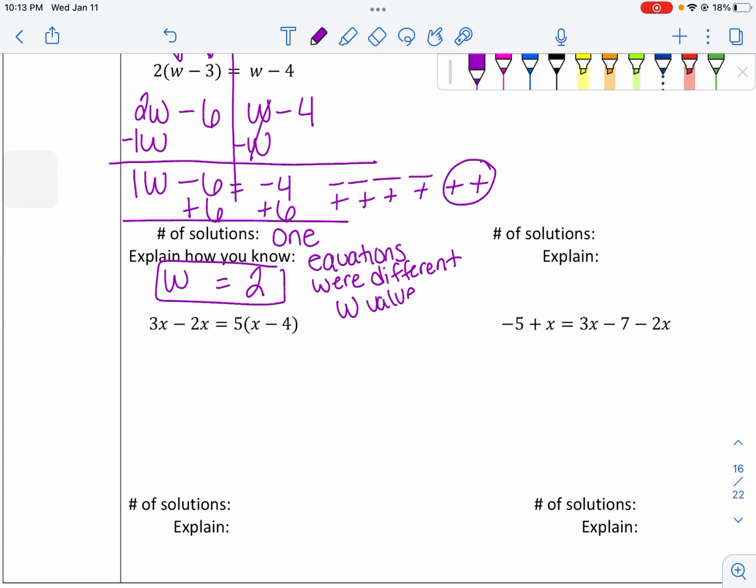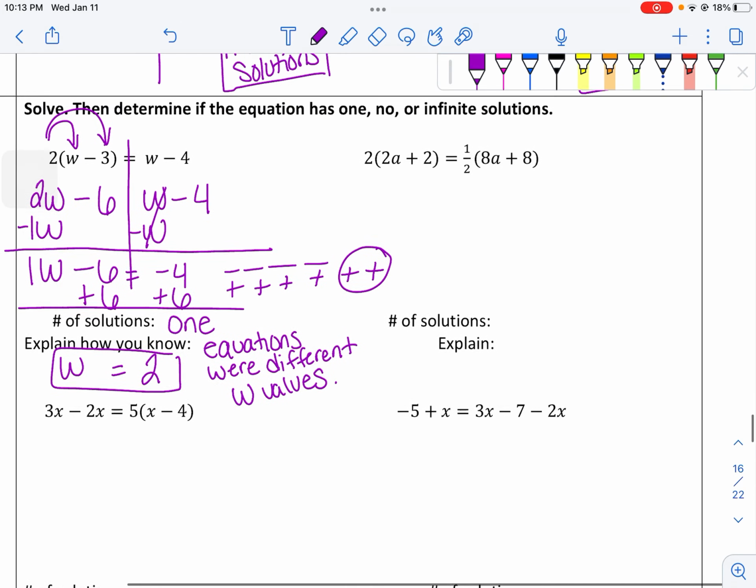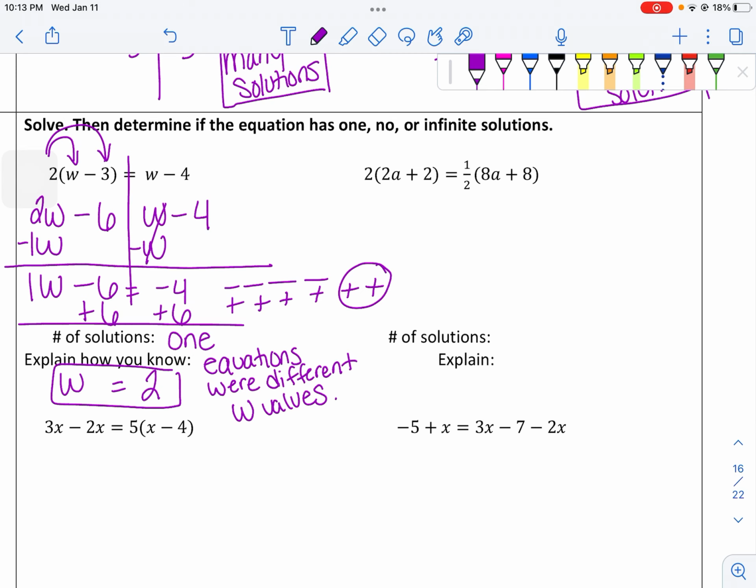W values. So we had 2 w's and 1 w, which led me to believe that I would have at least one solution. All right, let's look at this one.